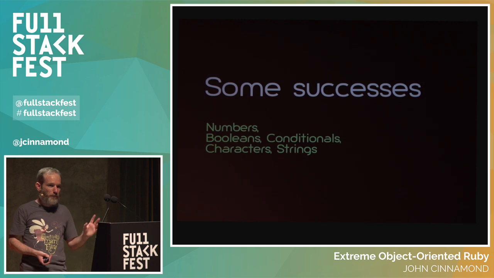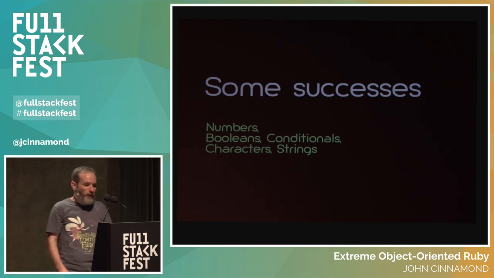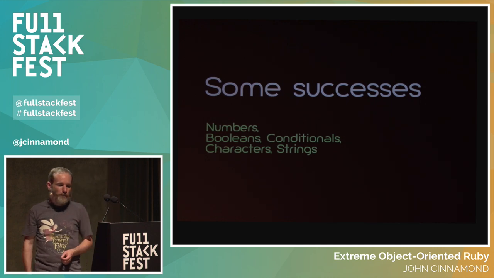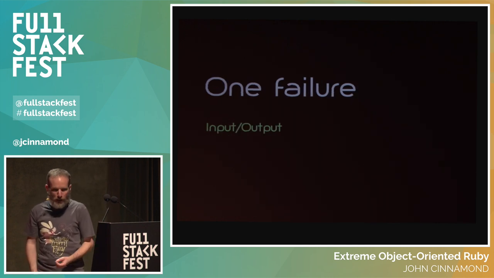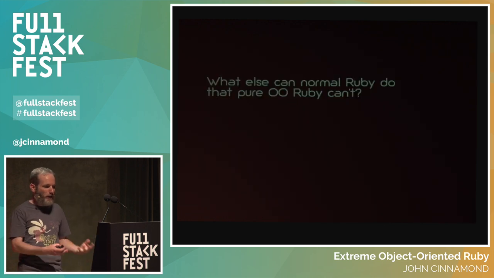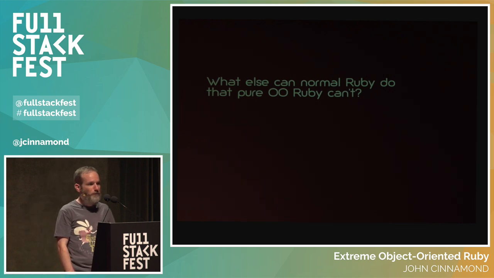pretty well so far. Well, in the run through, pretty well. We can do numbers, we can do some conditionals, we can do characters and strings to some extent. But we find out that we have a failure. We can't do input-output. And this raises an awkward question. You know, what else can we do in normal Ruby that we can't do in our pure OO version?